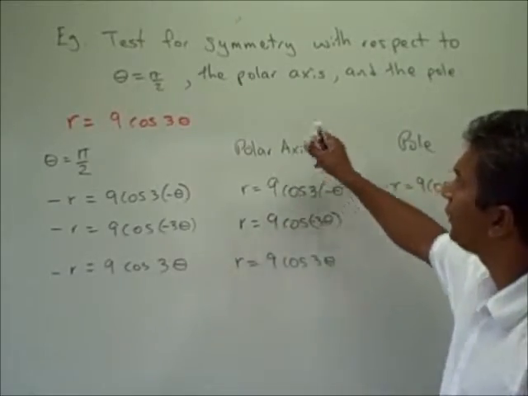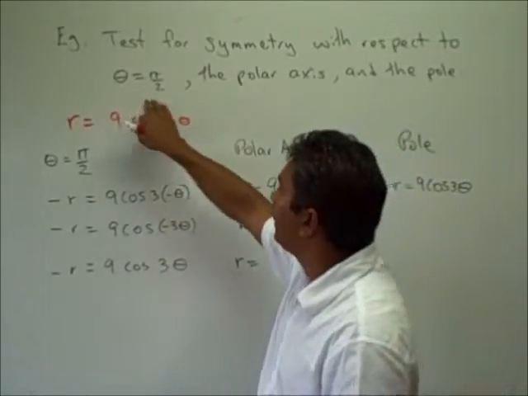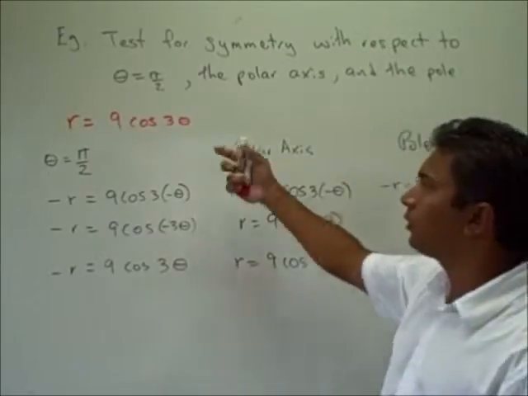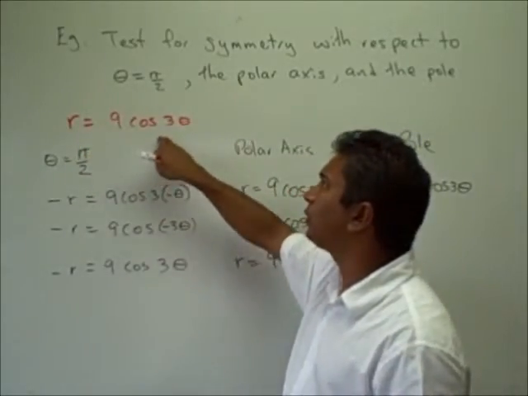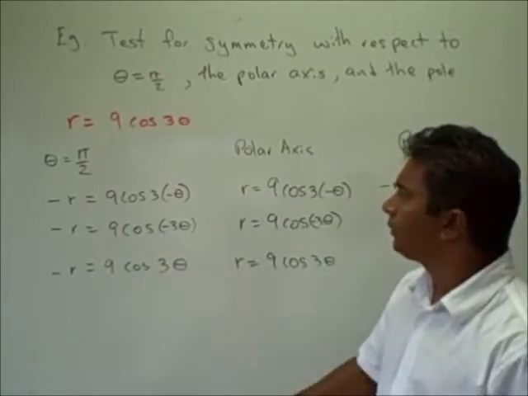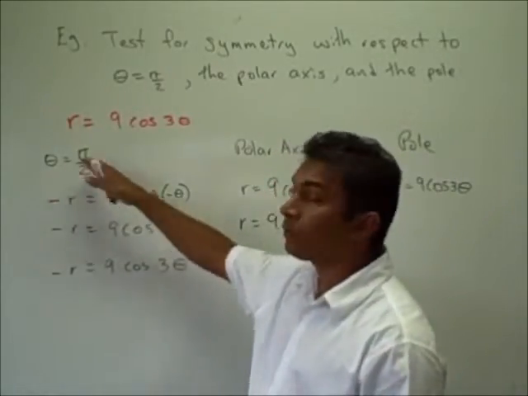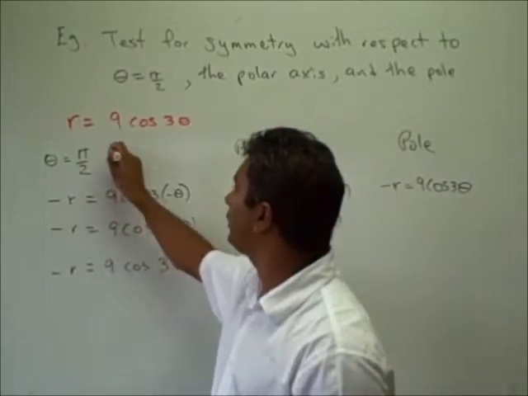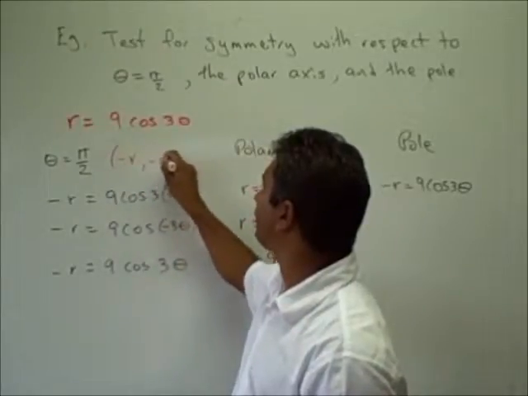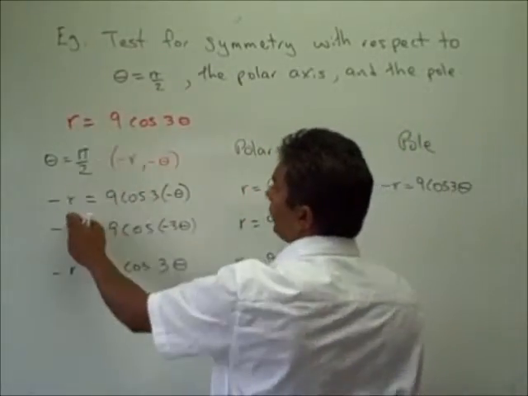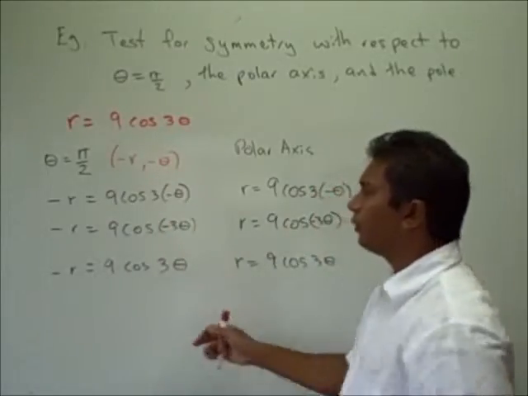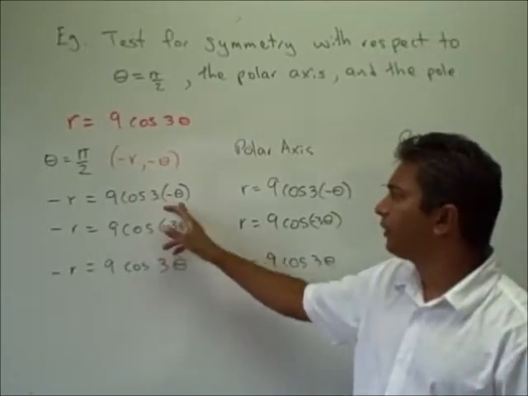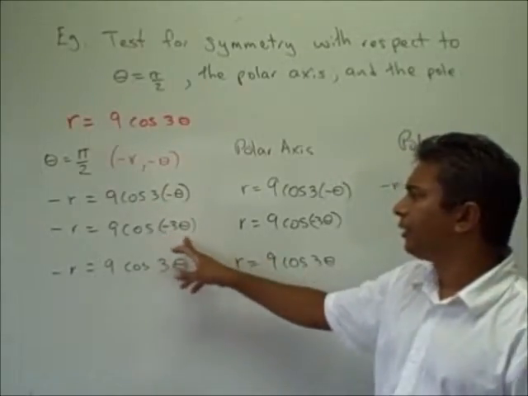In this example, we're going to test for symmetry with respect to the line theta equals pi over 2, the polar axis, and the pole. Our polar equation is r equals 9 cosine of 3 theta. If you recall, to test for symmetry with respect to the line theta equals pi over 2, we can replace r and theta with negative r and negative theta. So by replacing r with negative r and theta with negative theta, we get negative r equals 9 cosine of 3 times negative theta. 3 times negative theta is negative 3 theta.